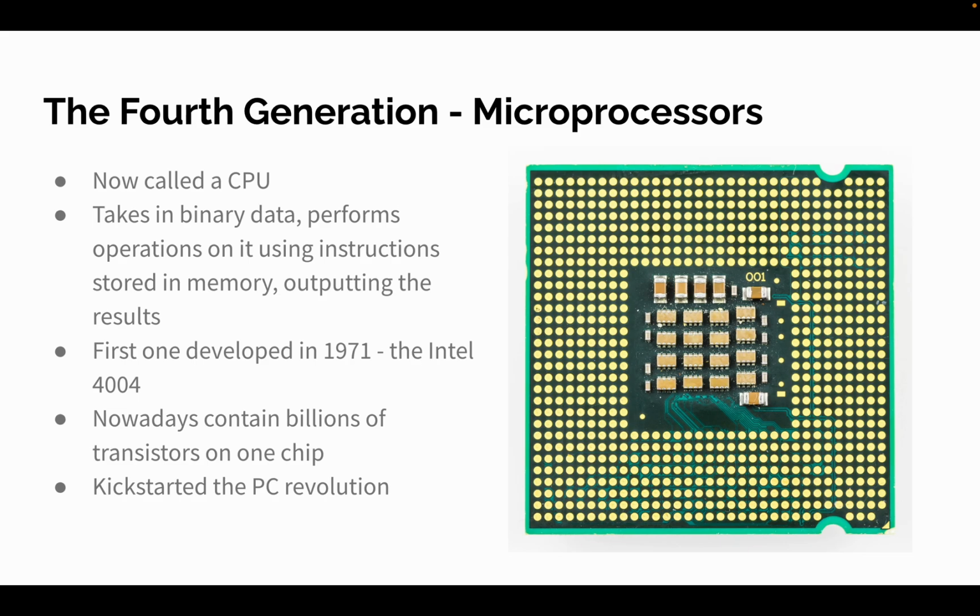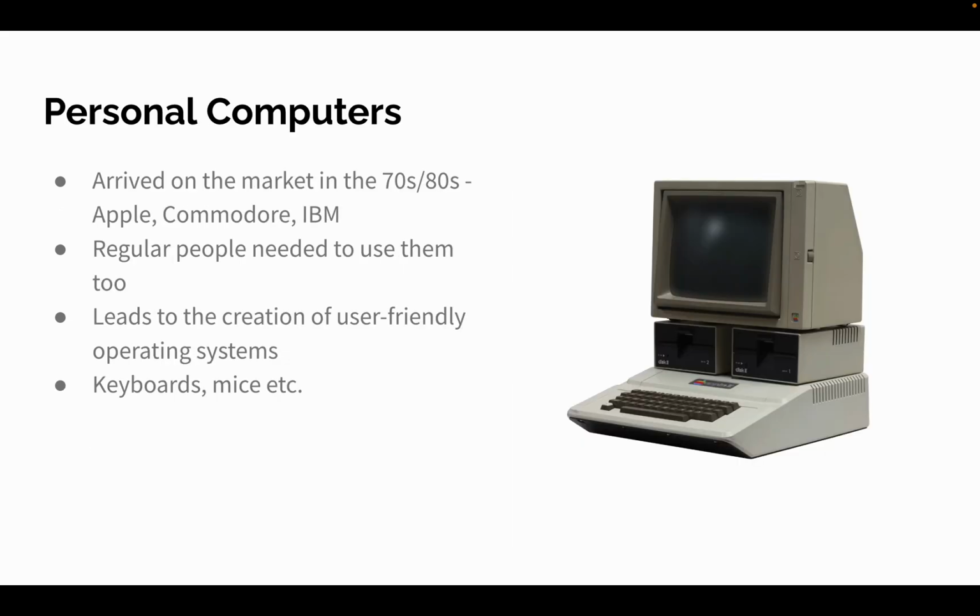So this managed to kickstart the PC revolution, the advent of personal computers, where people could afford to have a computer in their home for the first time. Computers were no longer something confined to a whole room in a university. People could have these in their offices, on their desk, to help them in their daily lives. So with the microprocessors comes personal computers. They arrive on the market in the 70s and early 80s.